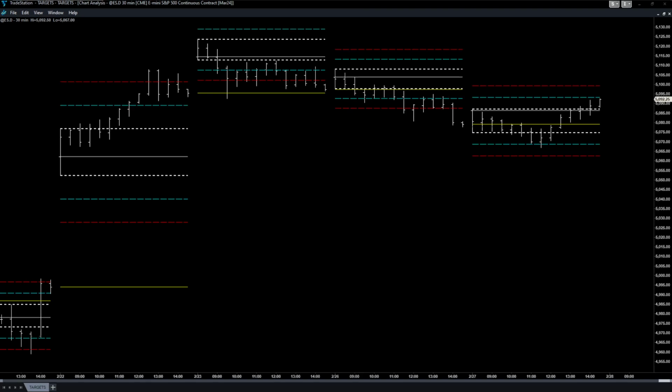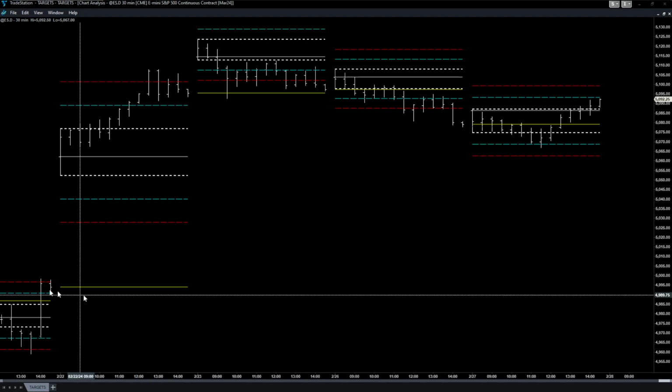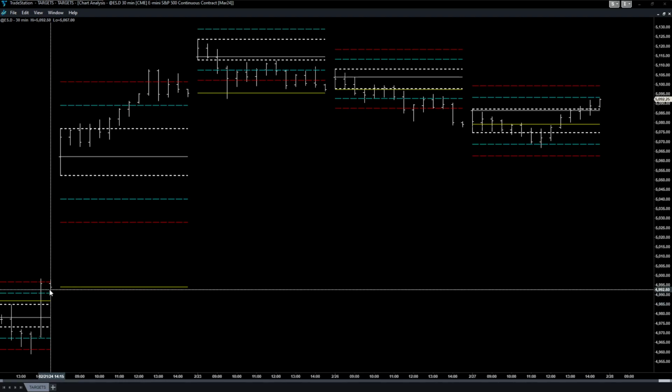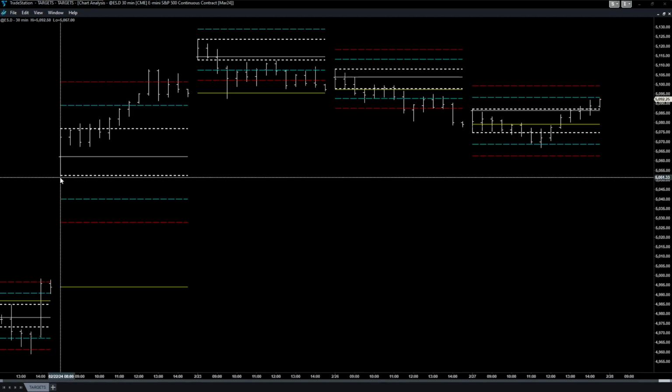This is a quick video to describe the value of calculating the initial balance and the standard deviations off of it. What we have on our screen is an indicator that will plot the initial balance for us. Let's explain that first. The initial balance is very simple. All that it is, is the high and low of the first hour of trading. That's it.